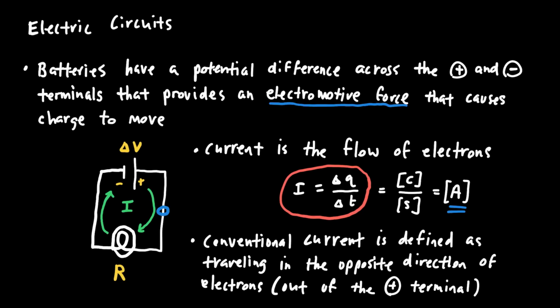And finally, I'd like to say about current that conventional current, the way that we define the direction of current, is the direction that is opposite the direction of electron travel. Which means that electrons would want to go away from the negative terminal of the battery, so they would go this way. And so, by definition, conventional current comes out of the positive terminal of the battery. Okay, so it goes this way.